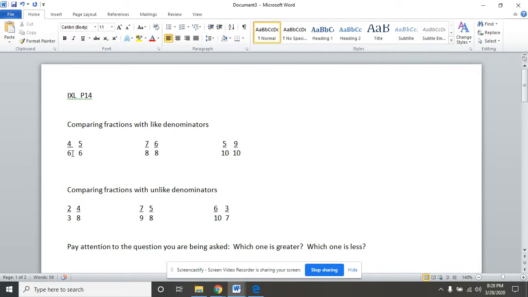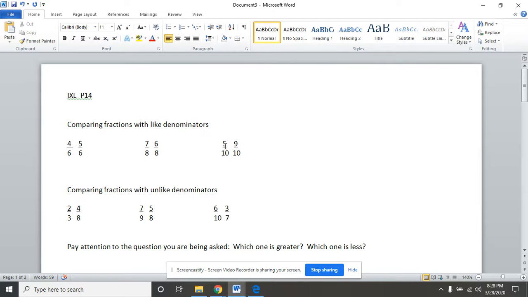So when we look at this next set of fractions, 7/8 compared to 6/8, my question this time is which one is less? So I hope you said that 6/8 is less, because if you have 6 out of 8 pieces, it is fewer or less than 7 out of 8. So when the denominator is the same, it's much easier to do the comparison.